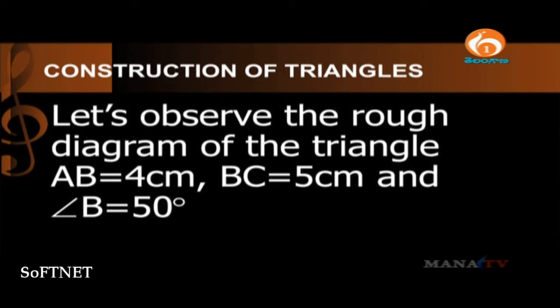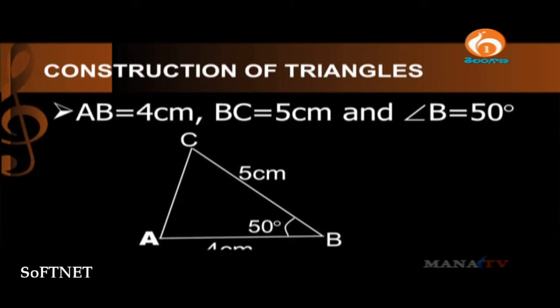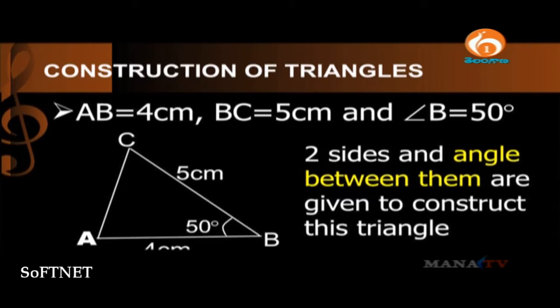And now let us observe the rough diagram of the triangle. First, AB is equal to 4 centimeters, BC is equal to 5 centimeters, and angle B is equal to 50 degrees. If this side has been shown, then we can draw easily another side. Hence, we have got triangle ABC with the given measurements. And now, what can we conclude from this? In this question, the two sides are given and angle between them is given. That's what the conclusion is. The two sides and angle between them are given to construct this triangle.